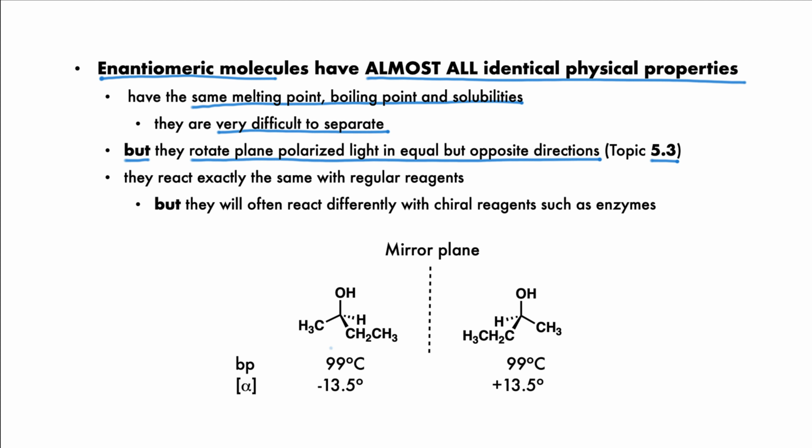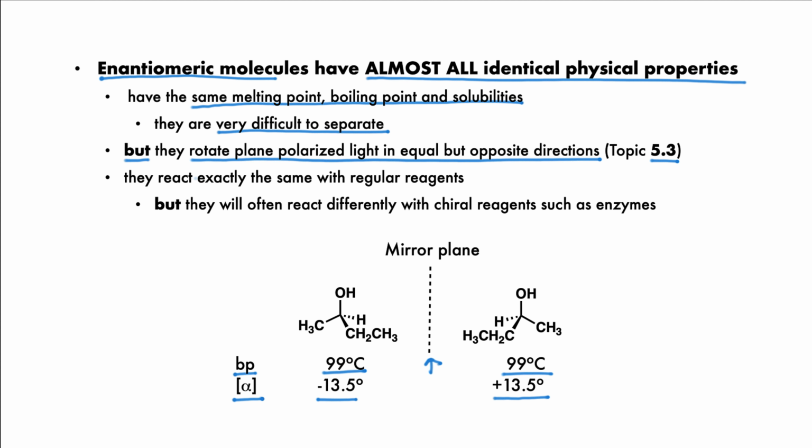Let's look at the two enantiomers of the simple chiral molecule 2-butanol. We will often use the convention of having a dotted line between two enantiomers to represent a mirror plane between the two mirror images. The left and right enantiomers both have identical boiling points of 99 degrees Celsius. But notice they have equal but opposite optical rotations of minus 13.5 degrees and plus 13.5 degrees respectively. Optical rotation is designated by an alpha in square brackets.